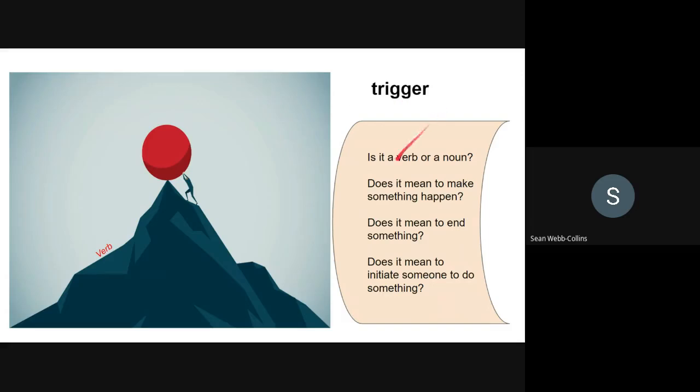Trigger. Is it a verb or a noun? Well, we can see there's no article beforehand, so in this case, it is a verb. Does trigger mean to make something happen? Yes. If you trigger someone, you make them upset.